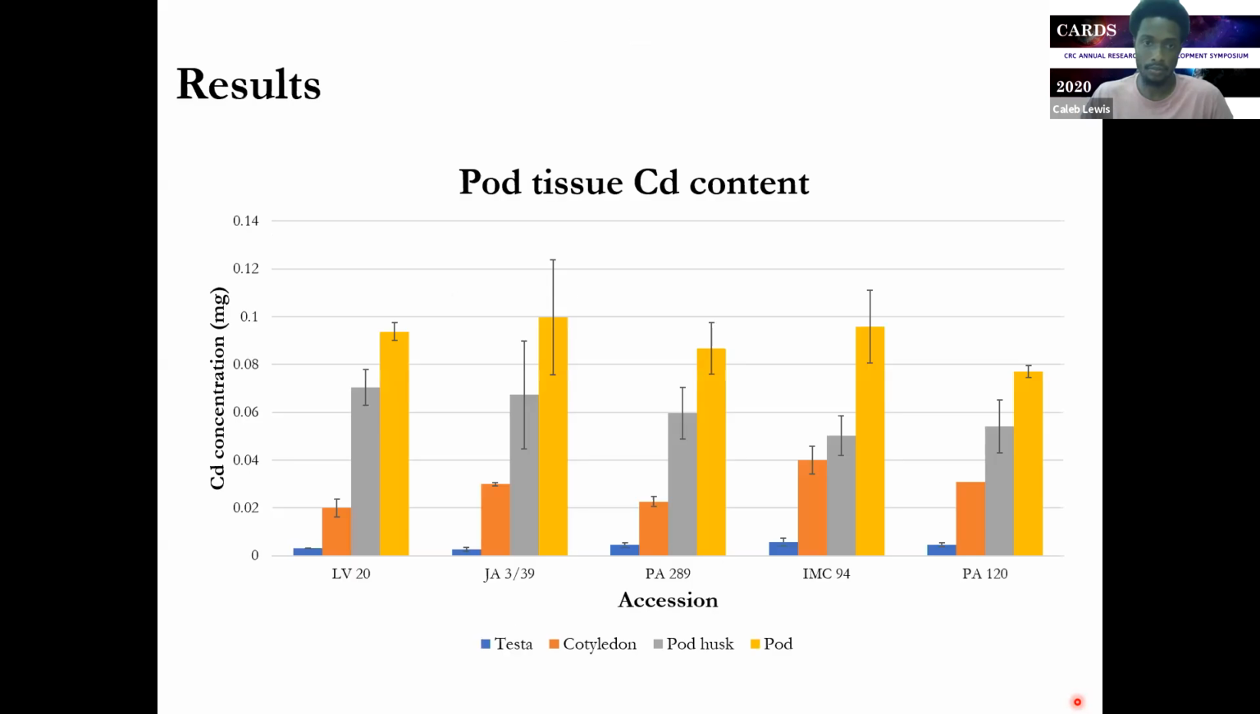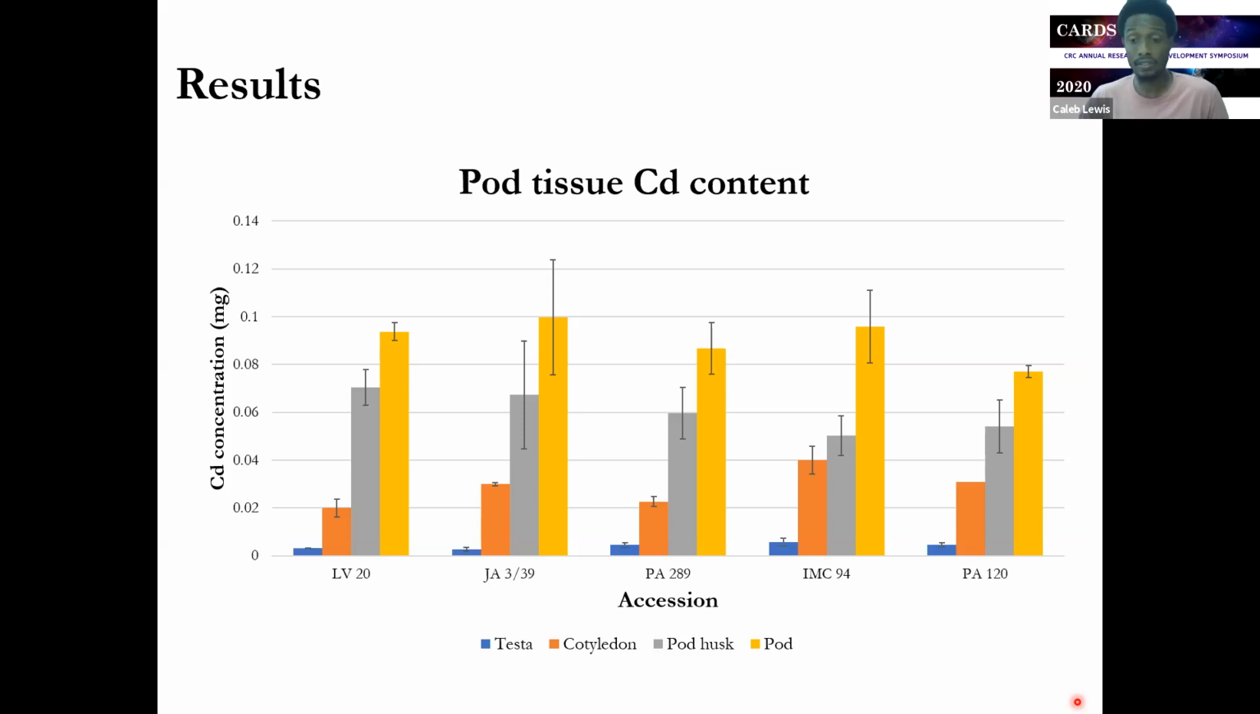What I found is that... So just to explain this graph, the yellow bar is the pod content. So that is the content of cadmium in the entire pod husk, beans, tester, everything. Whereas the gray bar is the pod husk cadmium content only. The orange bar is the cotyledon cadmium content, and the blue bar, of course, is the tester cadmium content.